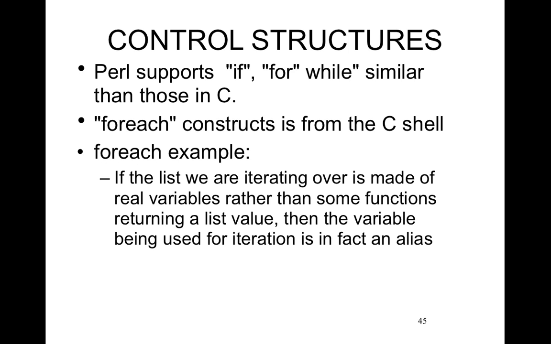So Perl supports if, for, while, similar to C. It also supports foreach, which is the construct from the C shell. So for example, for each, if the list you are iterating over is made up of real variables rather than some functions, it would return the list value. And the variable used for iteration would be in effect an alias instead of a copy.